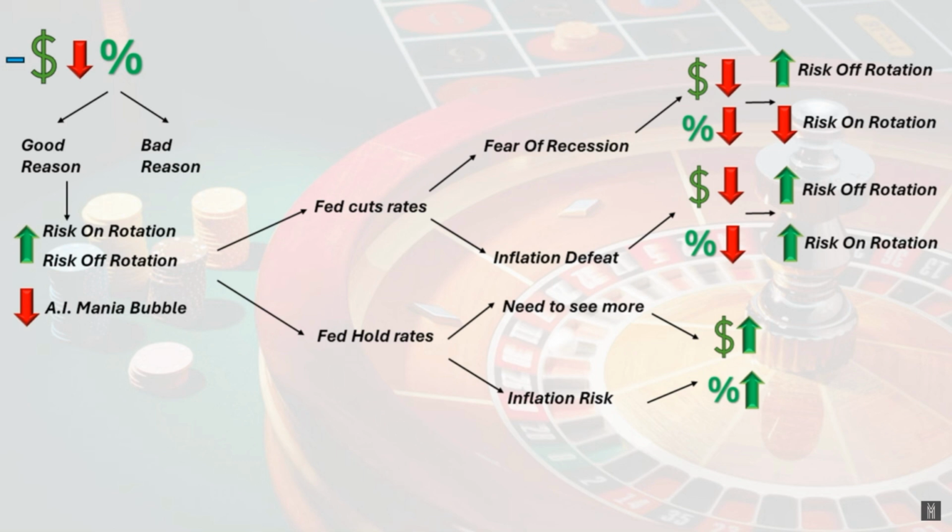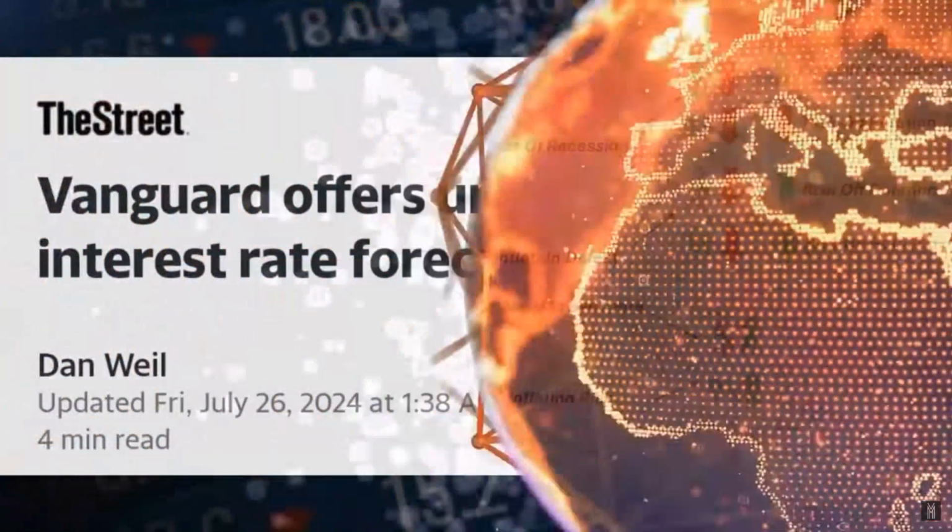The dollar and bond yields will rebound higher because right now we've already priced in a rate cut, a 25 basis points rate cut. If that's not going to happen in July, you'll see the dollar and bond yields going higher. Is there a case that the Fed will hold rates? Absolutely. And it comes from Vanguard, the biggest one of them all.